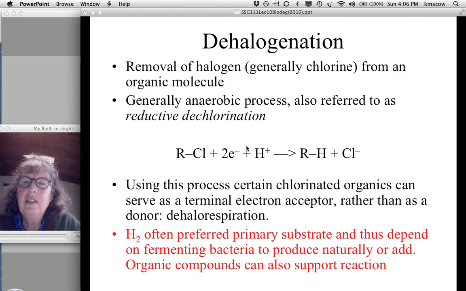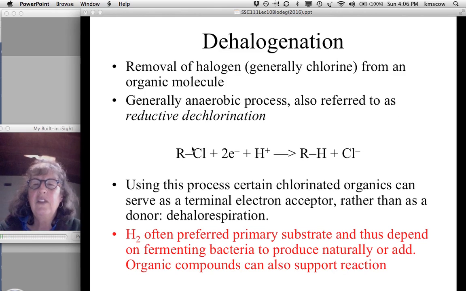What happens is that it accepts electrons from a donor that's put in, and results with the chlorine being knocked off. If you have a multi-chlorinated compound with a lot of chlorines on it, then over time these will be knocked off as the compound accepts electrons. Remember I said it's an electron acceptor. Obviously you need to put an electron donor in as well to make that happen. Hydrogen is often used in applications of this process.